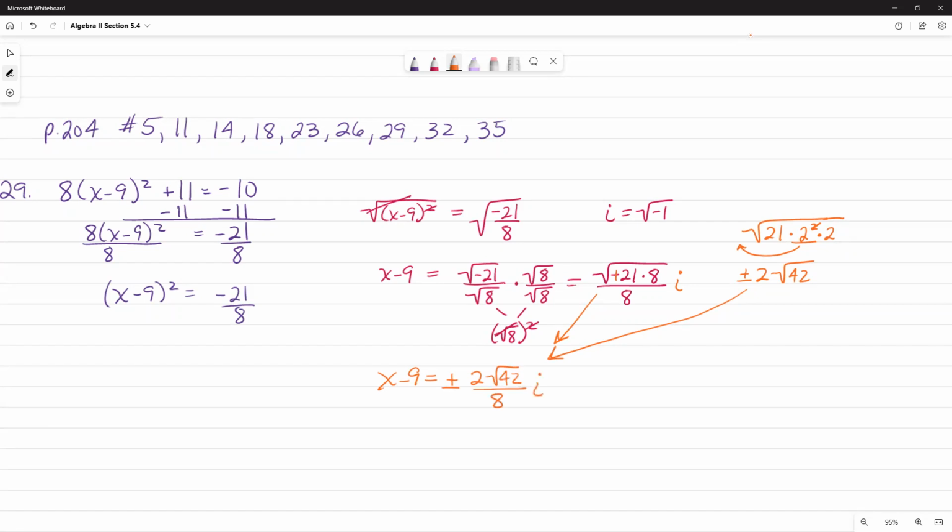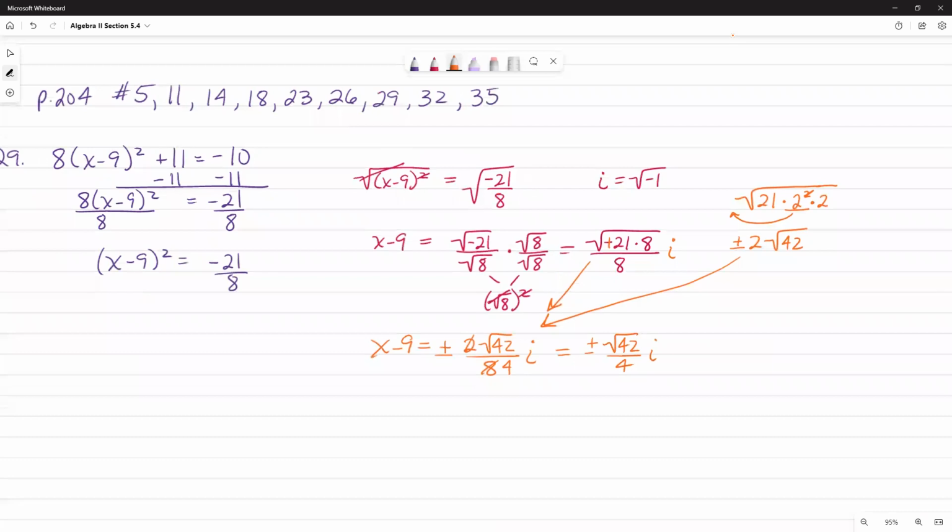And then I've got an i in there. All right. Now I can reduce this. 2 goes into the 8 4 times. So I can reduce that again to plus or minus the square root of 42 over 4i. Okay. Now I still have this negative 9 over with x. So let me just rewrite it. I know I'm all over the place right now. Plus or minus square root of 42 over 4i.